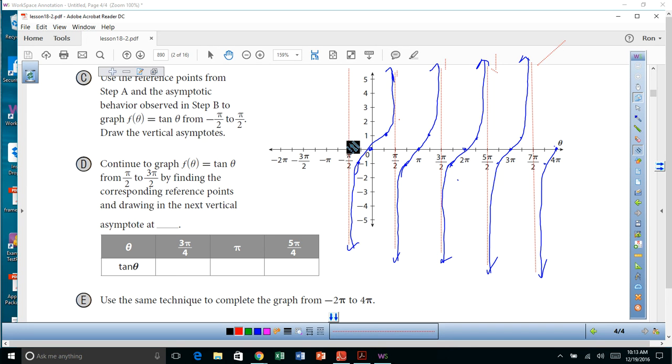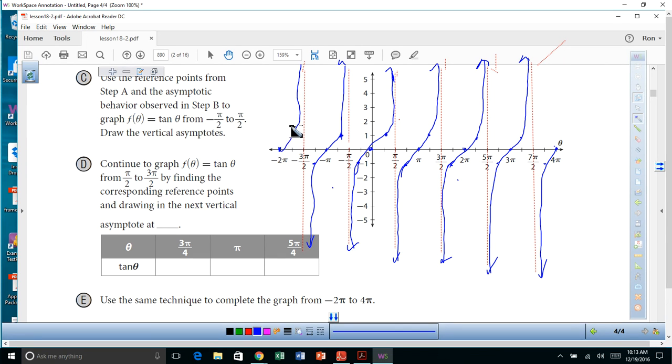It goes to the left, so this is pi, so that's going to be 3 pi over 2. And we got reference points here, here, and here. It's supposed to be right there. And let's see, we got one here and one there. So it's going to go like, try that again.